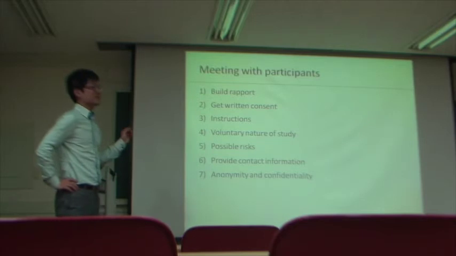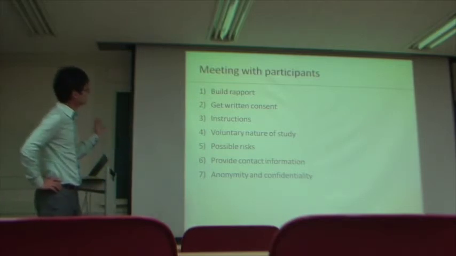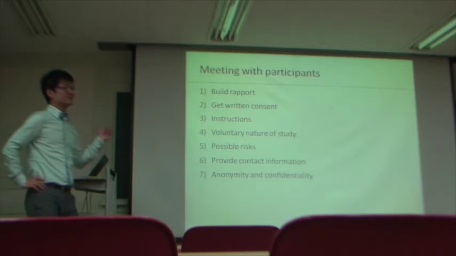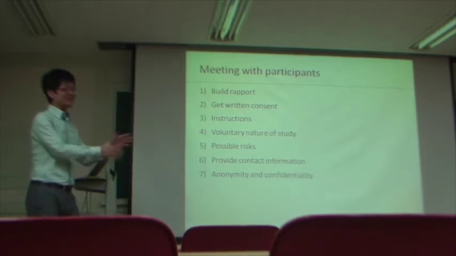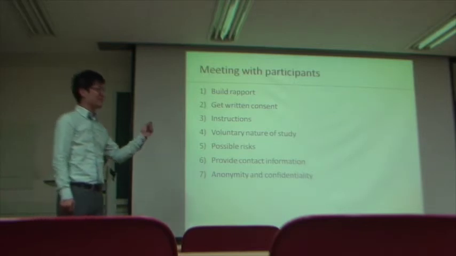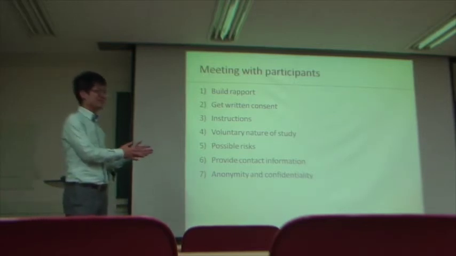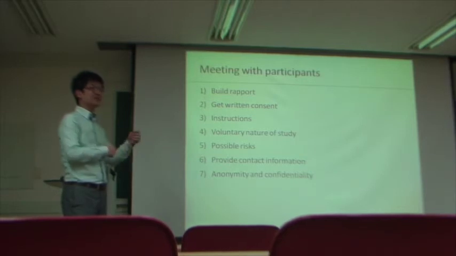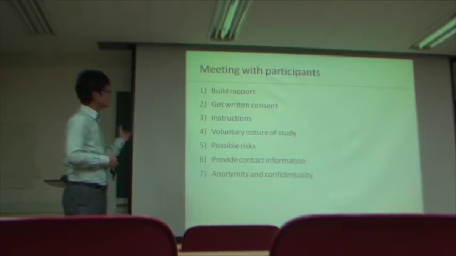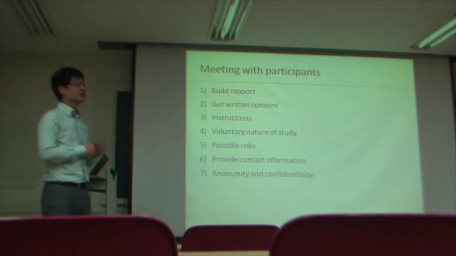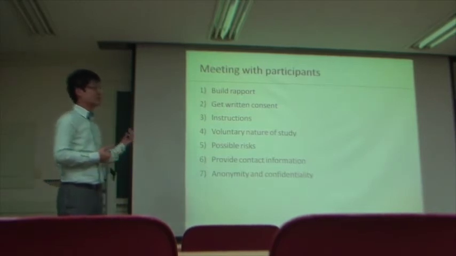And when you meet with your participants, sometimes you have to build a rapport between you and your participants. For the examples that we just gave, like doing sampling with people with some special disease, if you don't have some consensus about the work that you are doing, a lot of times they are not willing to reveal private information to you. So it's very important at the beginning to do this. And then, of course, you get the written consent.